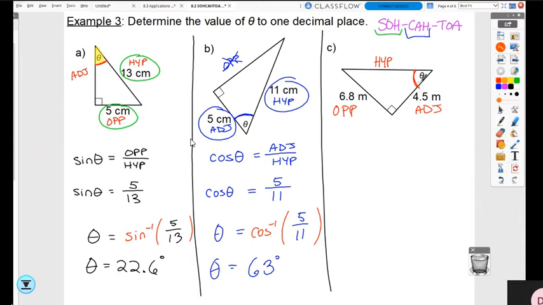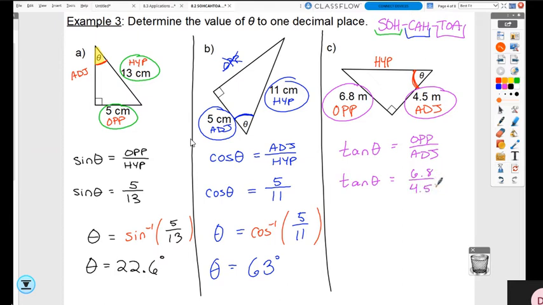Okay. Yes, good. Which trig ratio involves the adjacent and the opposite? Which one has A and O? There's only one. And so we're going to say tan theta equals opposite over adjacent. Lovely. And we're going to fill in what we know about this. Tan, we don't know theta. The opposite is 6.8. The adjacent is 4.5.